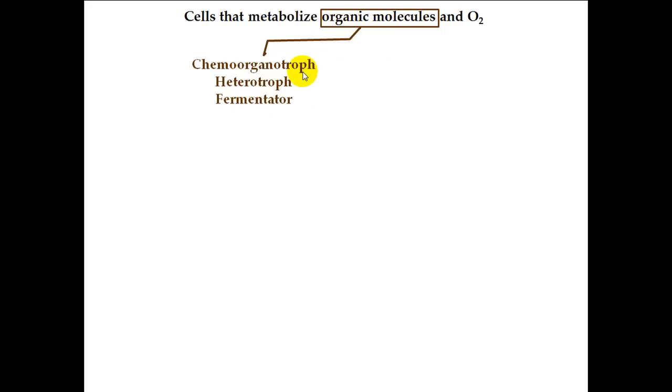Again, remember that if it's a chemoorganotroph, that tells you that it's using organic molecules as its electron source. Heterotroph tells you that it's using organic molecules as its carbon source. Fermentator tells you that it's using organic molecules as its final electron acceptor. If a cell is metabolizing oxygen, oxygen is used as a final electron acceptor because it's very electronegative. So if it's using oxygen, that tells you that it's an aerobic respirator. So again, we're going to take a look next at cells that do this type of metabolism.